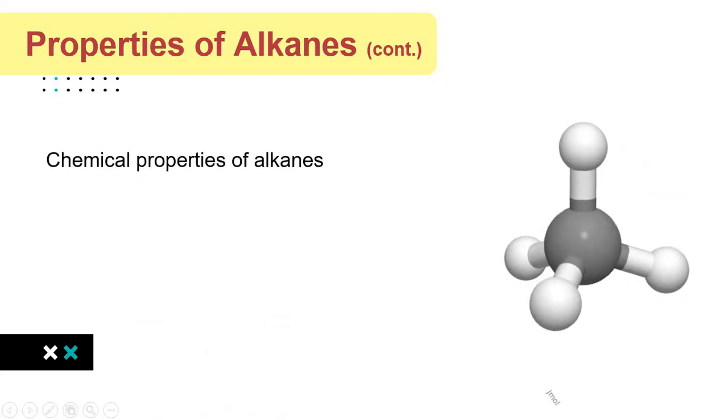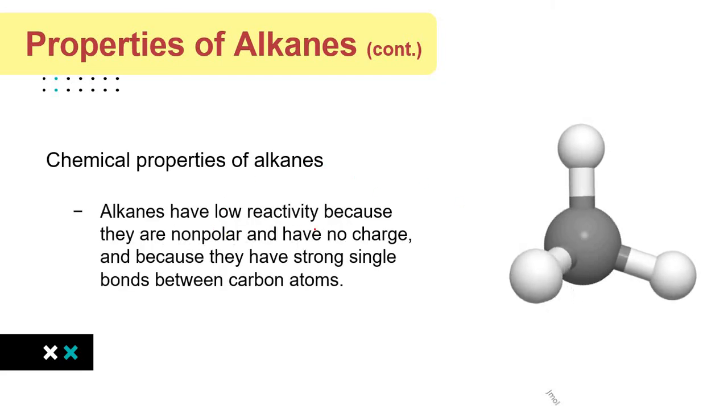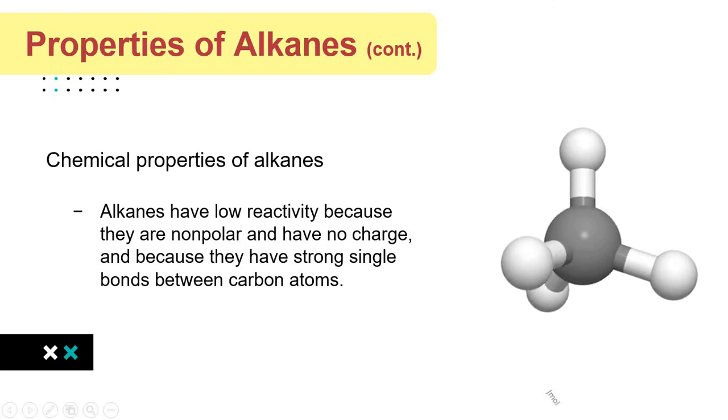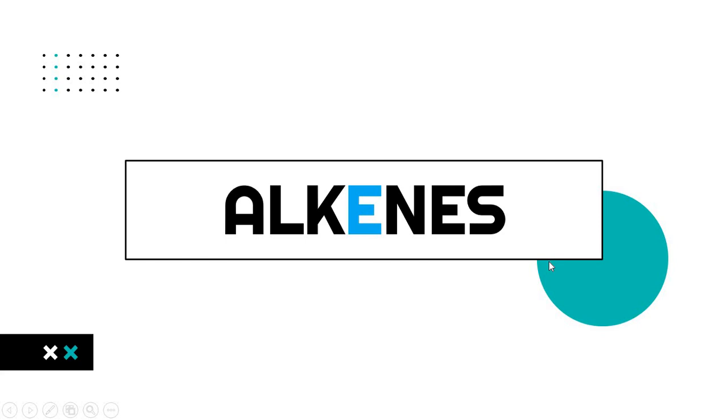Okay. When it comes to chemical properties, the alkanes have low reactivity because they are nonpolar and have no charge, and because they have strong single bonds between carbon atoms. So alkanes have strong bonds also, and they're nonpolar. They have low reactivity because they only have this one electron and one electron here on this side. Not so much electron density. We'll just compare it to the next examples of alkenes and alkynes, and you'll see. Okay, let's now go to alkenes.